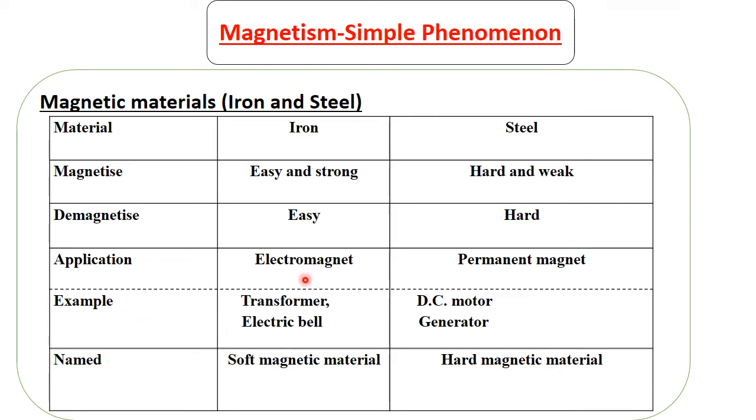Examples of applications where we use electromagnets are transformers and the electric bell. We're going to study the transformer soon. There's also the electric bell. Then for steel, we have what are called DC motors and DC generators.